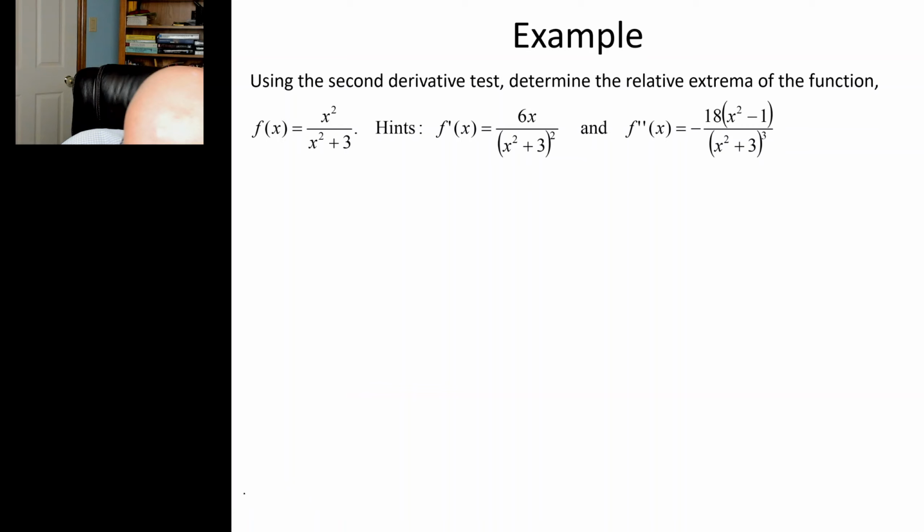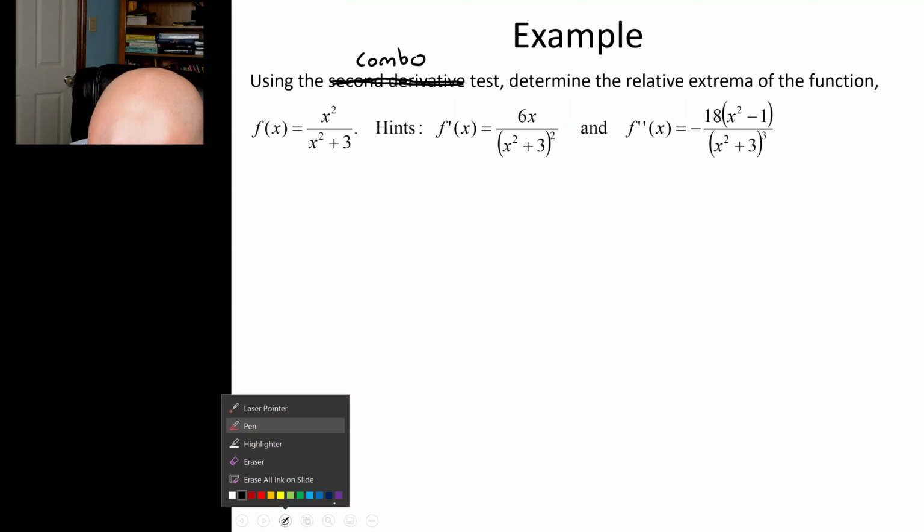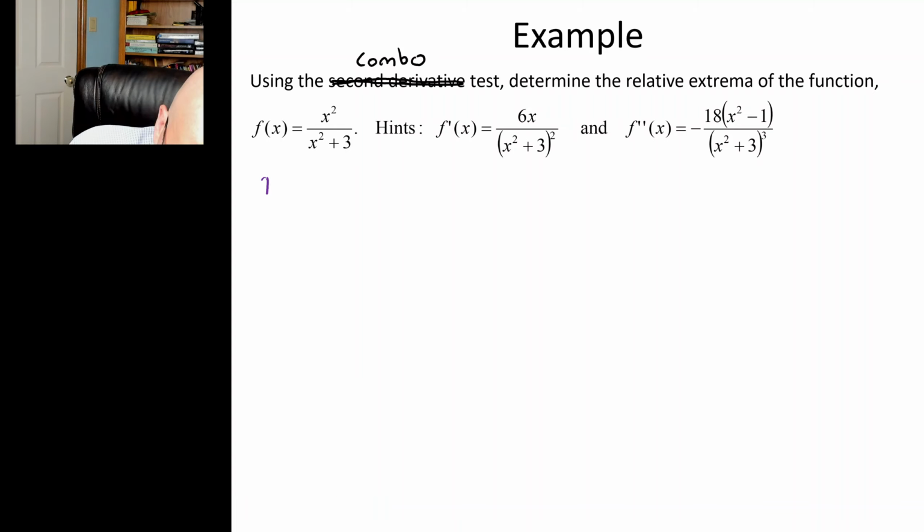I should erase second derivative test and put combo test. Using the combo test. So step one is critical points, or critical numbers if you want, from f prime of x equals 0.